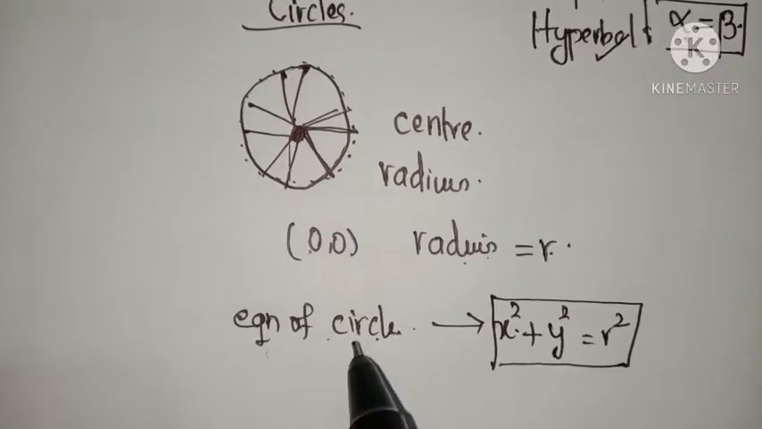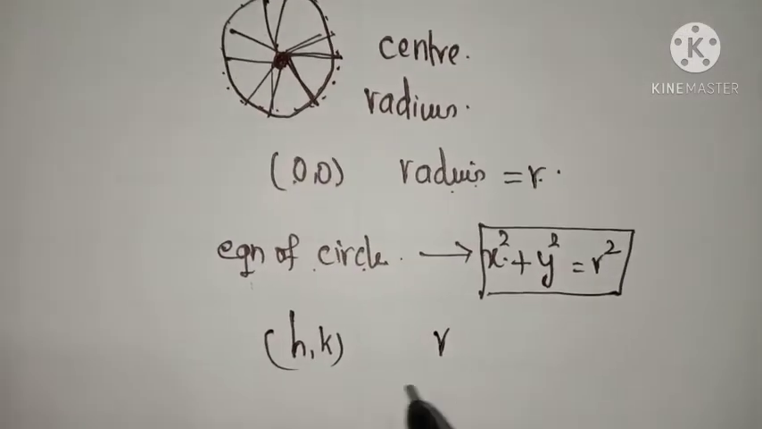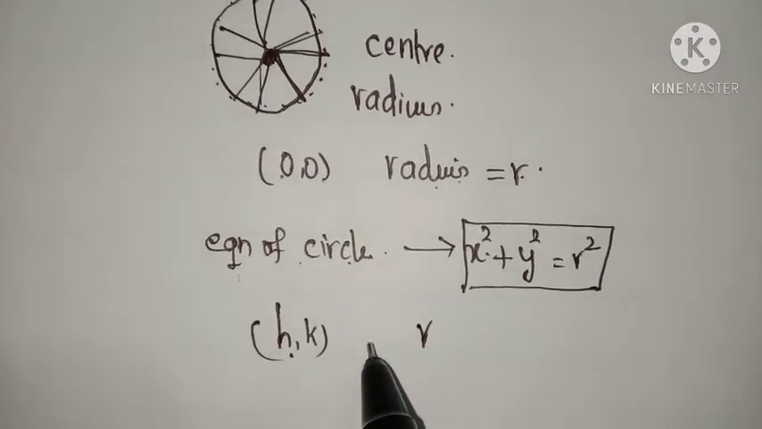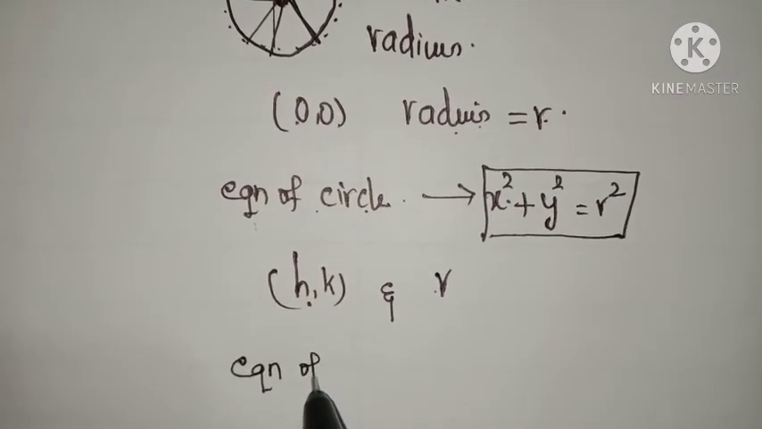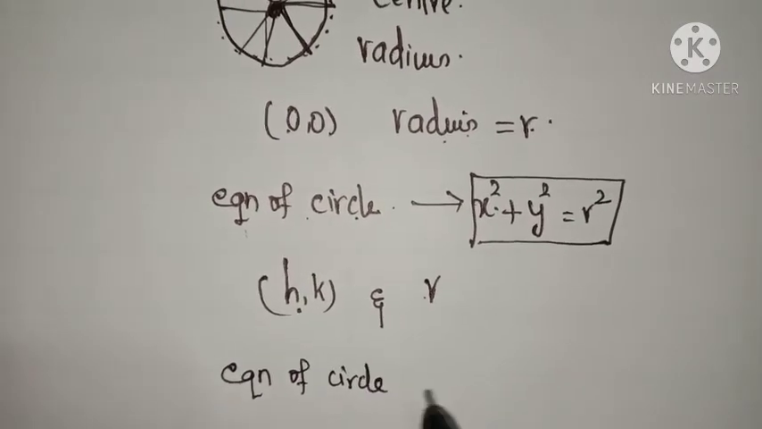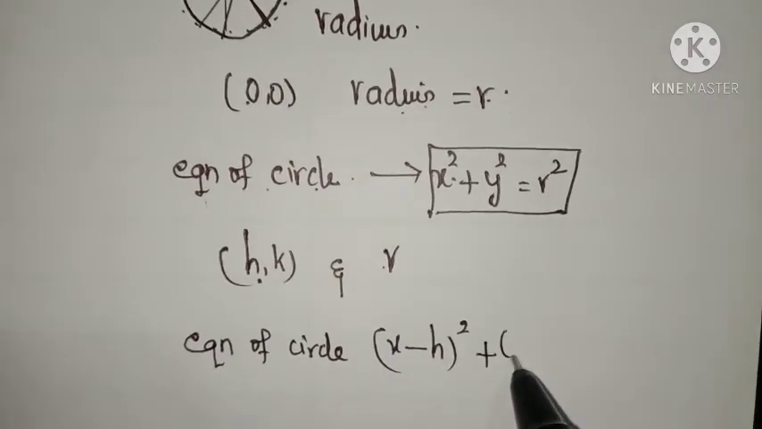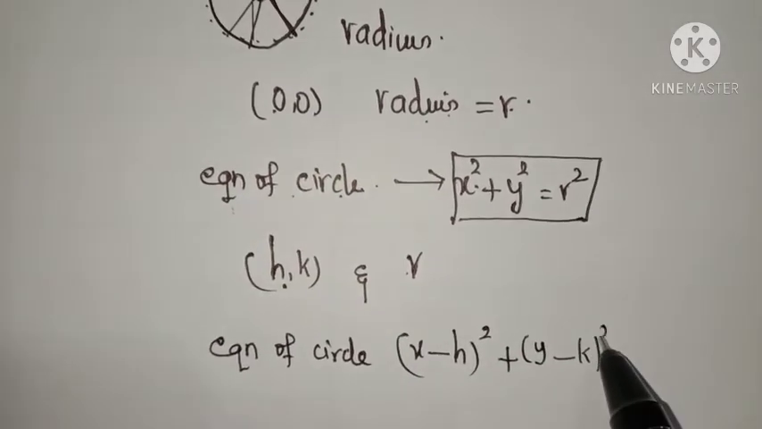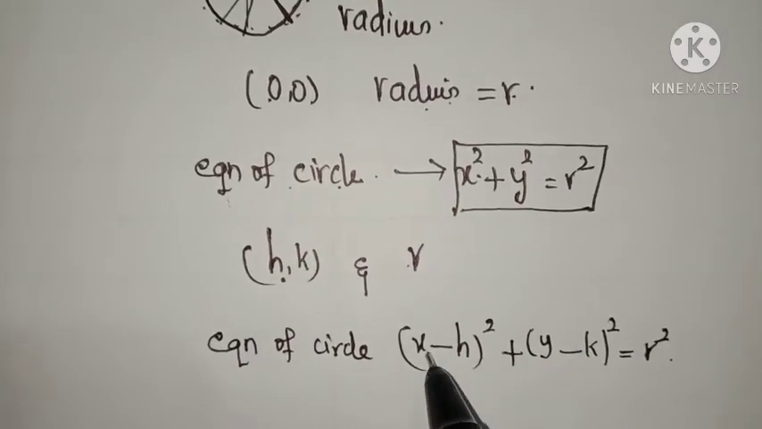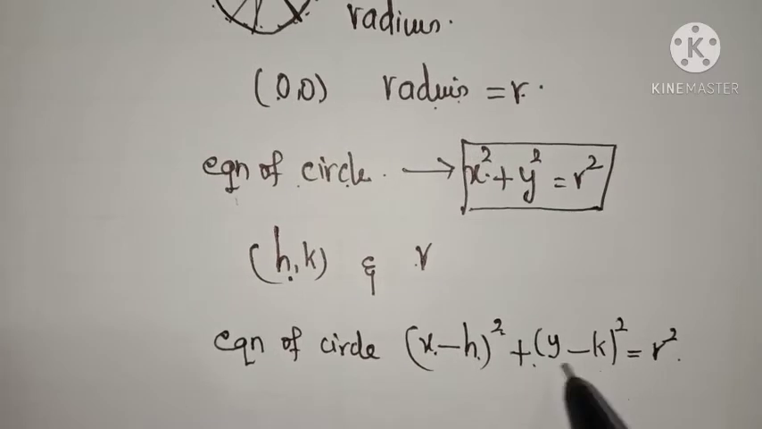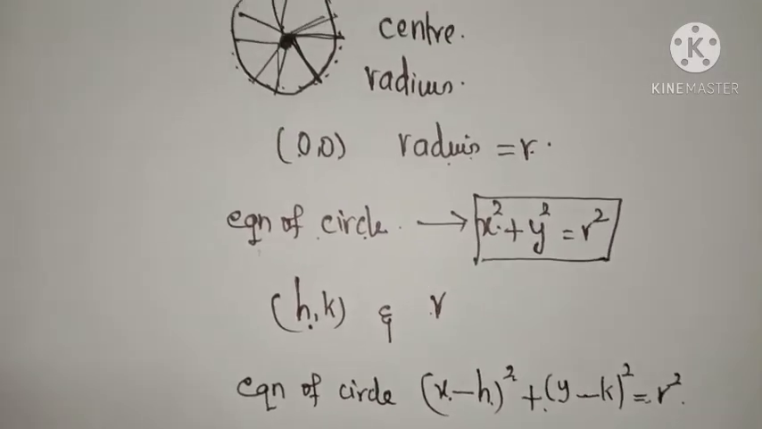If the center is (h, k) and the radius is r, then the equation of the circle becomes, learn this formula by heart, x minus h the whole square plus y minus k the whole square is equal to r square.